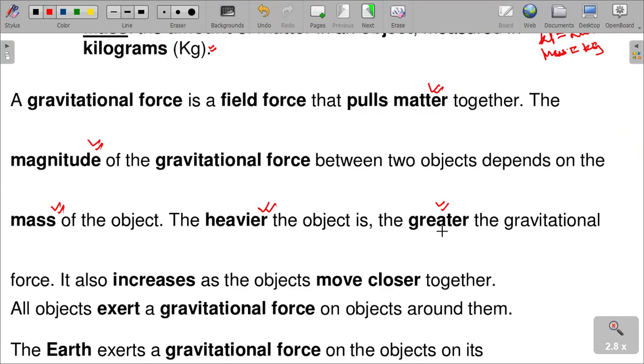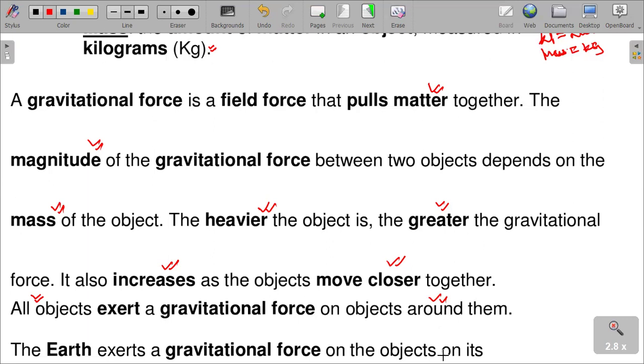It also increases as objects move closer together. That's one other thing that we need to understand, class. All objects exert a gravitational force on objects around them.